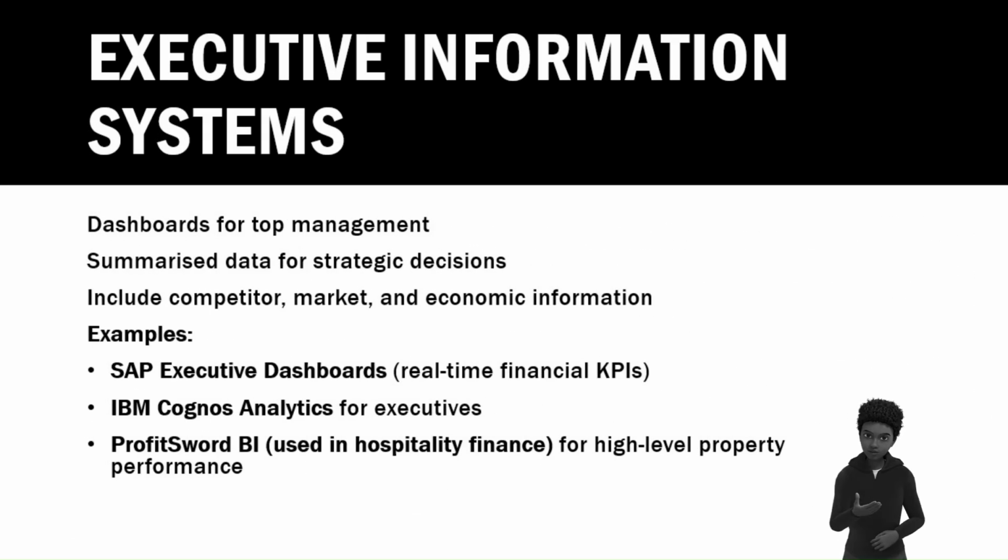Executive information systems. Executive information systems provide strategic dashboards and key performance indicators for senior executives. Examples include SAP Executive Dashboards with real-time financial data, IBM Cognos Analytics, which helps executives review overall performance, and ProfitSword Business Intelligence, widely used in hospitality finance for high-level property performance reporting.